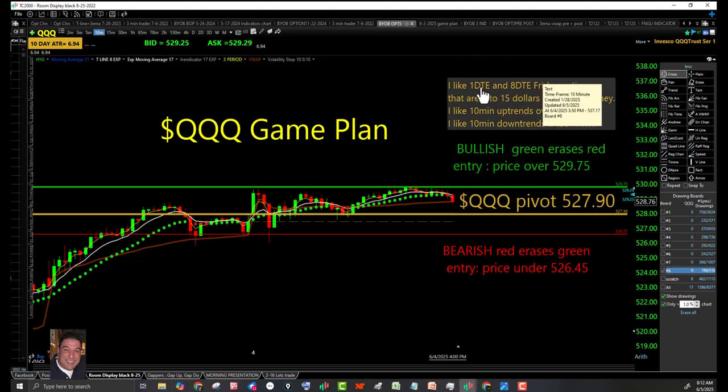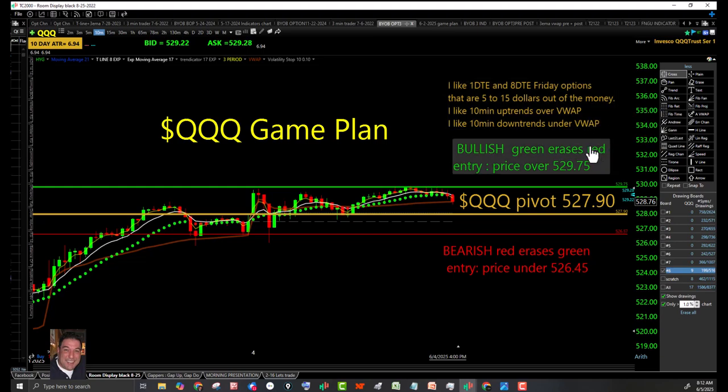Again, I like 1 day till expiration Friday options, multiple of 5. 8 days till expiration Friday options, multiple of 5. All right, I like 10-minute downtrends under VWAP. I like 10-minute uptrends over VWAP. I like them when they break away from VWAP.